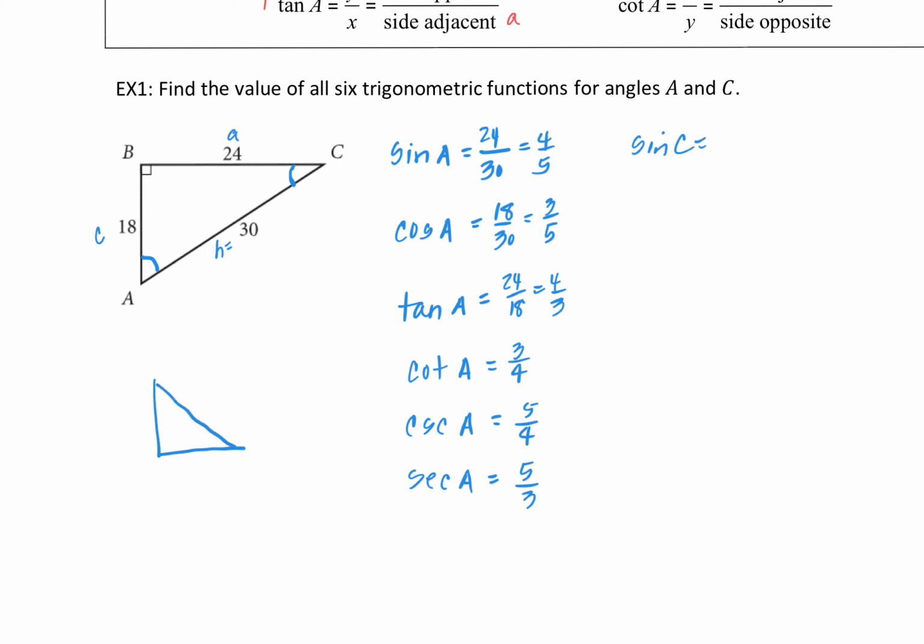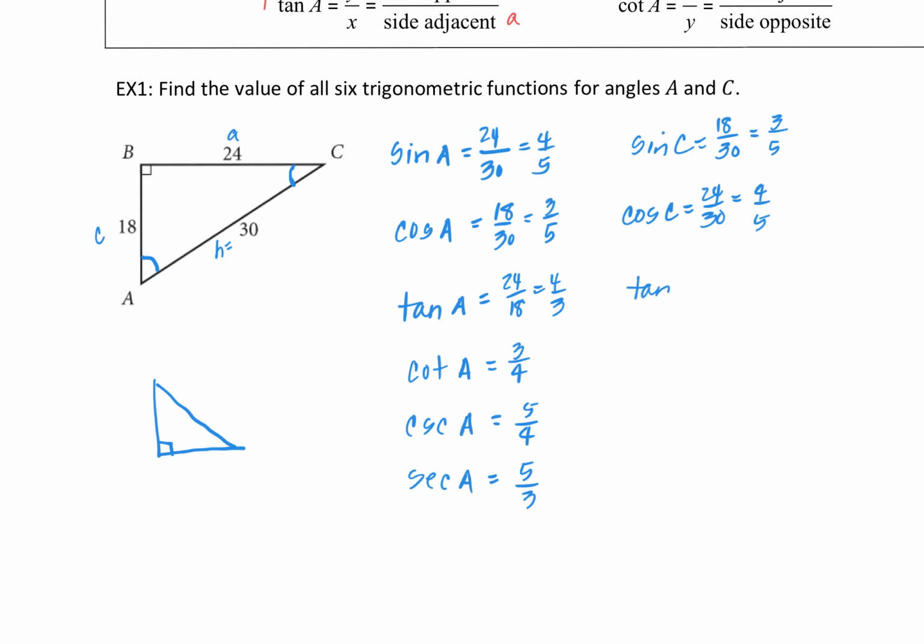So I just want to make sure that you can find, with respect to any angle, side opposite, side adjacent, hypotenuse, and so on. So sine of C would be opposite, which is 18, over hypotenuse, which is 30. So with respect to a change in angle, we have a change of side opposite, side adjacent. Hypotenuse doesn't change. So cosine of C is going to be adjacent, which is 24, over hypotenuse is 30. And that reduces, oops, I forgot to reduce the first one to 3/5. And then cosine would be 4/5.